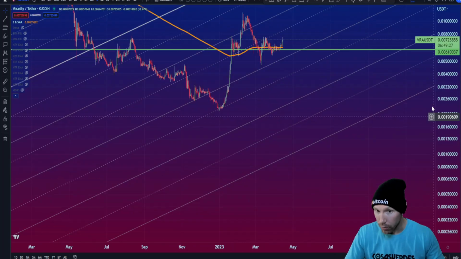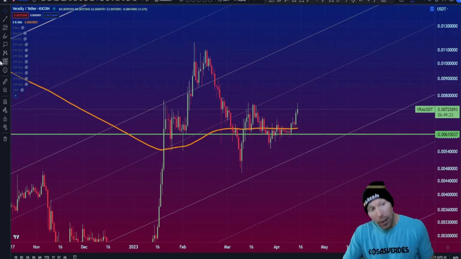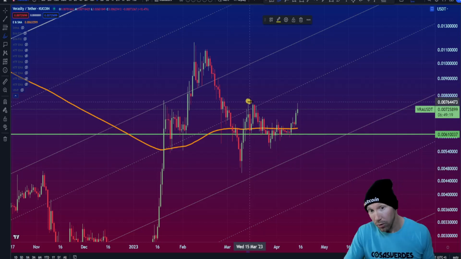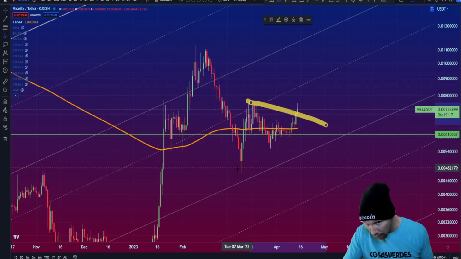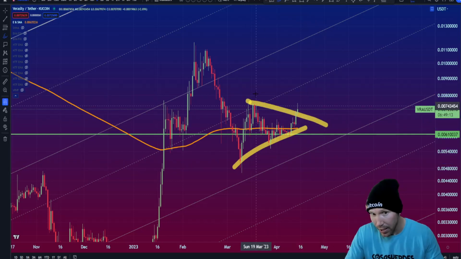Now, with this, I will give you one idea though. Just think of it: support resistance, higher low, higher high. You have technically a lower low right now, but higher highs. So you're in a pennant. It could really break out either way.